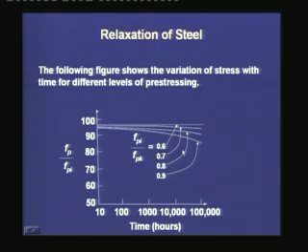But if the initial pre-stress is increased, if it is 70% of the characteristic strength, then we can notice a drop in the pre-stress. And for 80% of the characteristic strength, the drop is substantial, and when we go for an initial pre-stress which is equal to 90% of the characteristic strength, the drop is extremely high, and that is not safe for the structure.